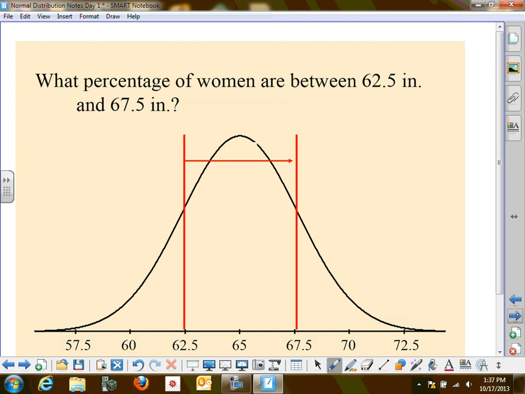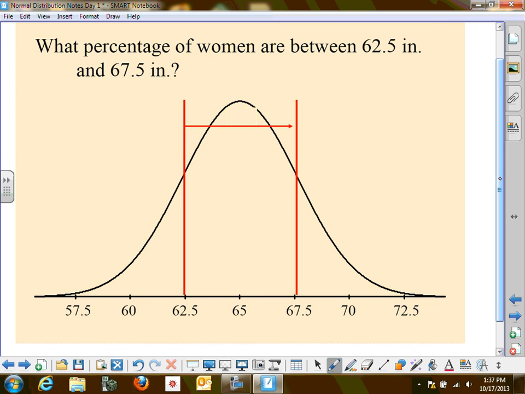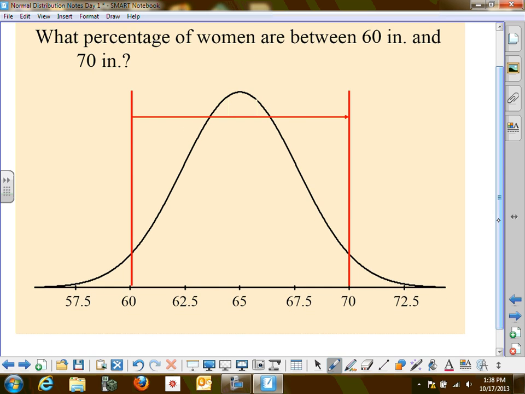Next, how about between 62.5 and 67.5? How did you know that? Because of the empirical rule. Right, one standard deviation out. Good. Next, two standard deviations out. Okay, 95% of college women are going to be between those values.